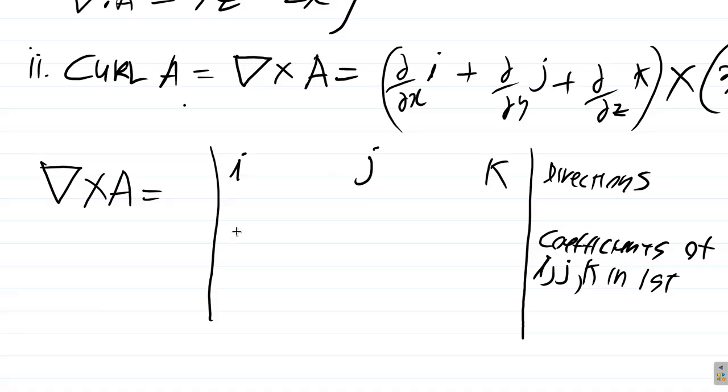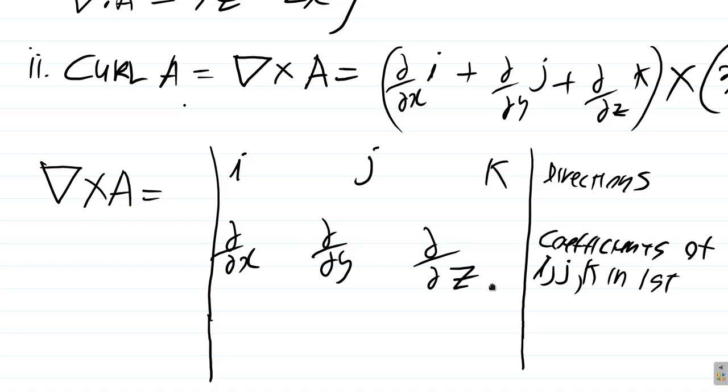We're reading from left to right, right? So the one on the left would be the first. So the coefficient of i, what is it that multiplies i here? It is del by del x. What is it that multiplies j here? It's del by del y. What is it that multiplies k here? It is del by del z. Okay.